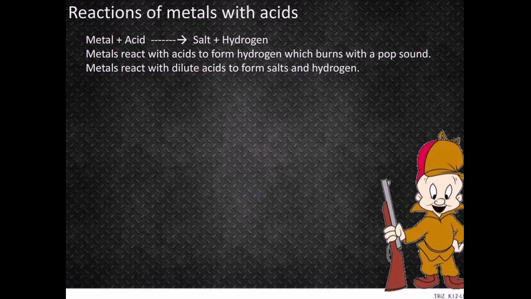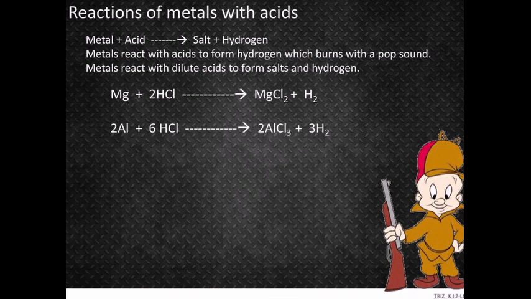Mg plus 2HCl gives you MgCl2 plus H2. 2Al plus 6HCl gives you 2AlCl3 plus 3H2. Zn plus 2HCl gives you ZnCl2 plus H2. Fe plus 2HCl gives you FeCl2 plus H2.